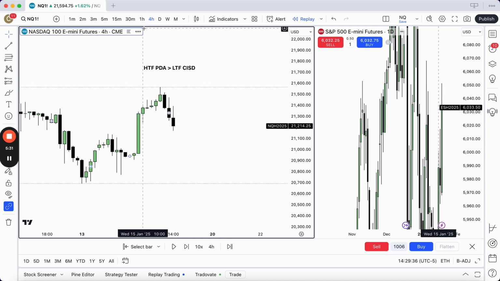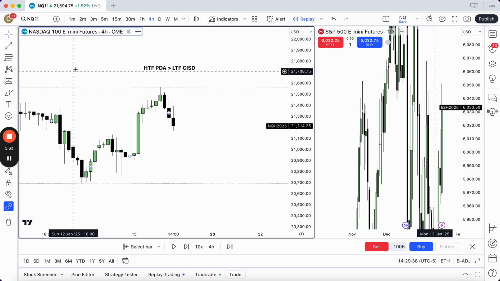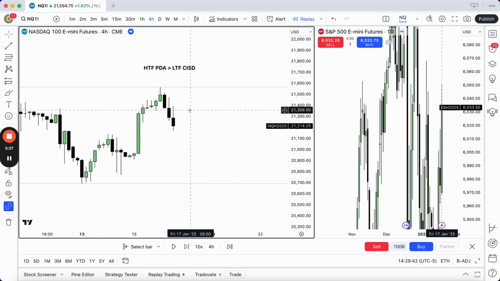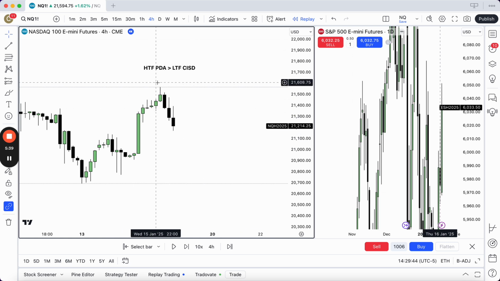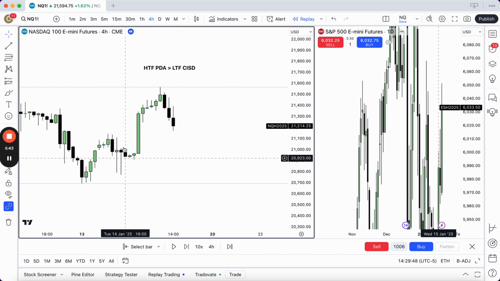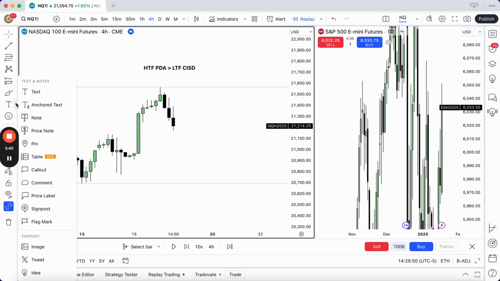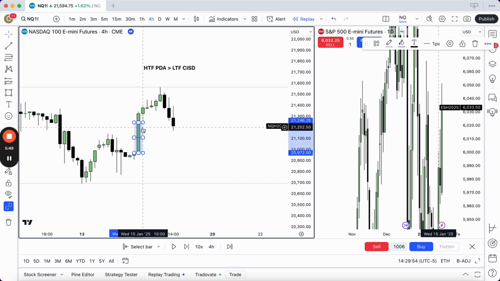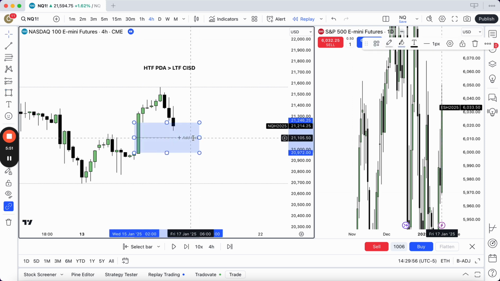We are currently on the 4-hour time frame. Remember time frame alignment. What is aligned with the 4-hour? Okay, so what's aligned with the 4 hour, the 15 minute? Okay, what do we see right here? This PDA right here. What is this called? Okay, this is called a fair value gap. So this is a 4-hour fair value gap.